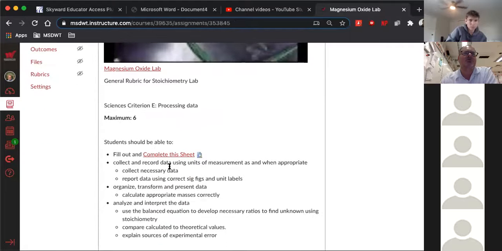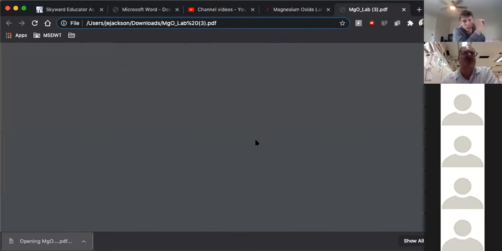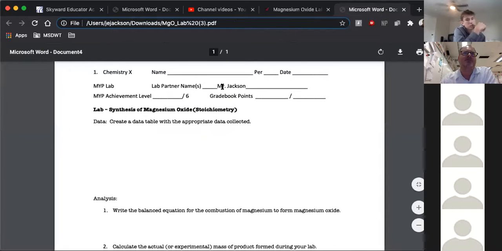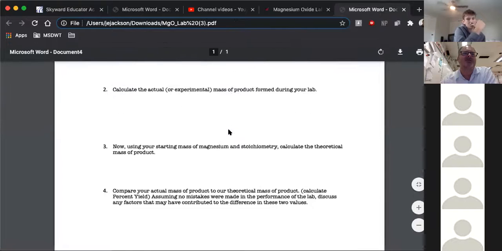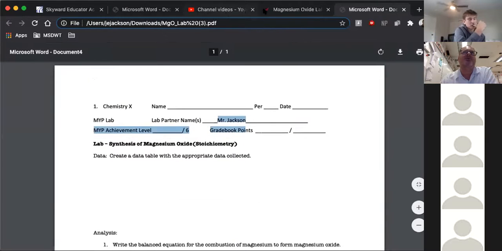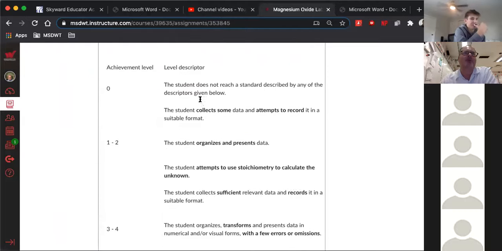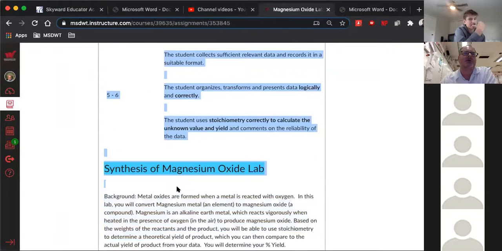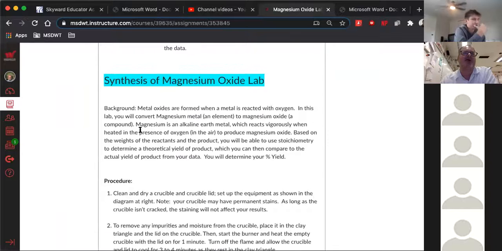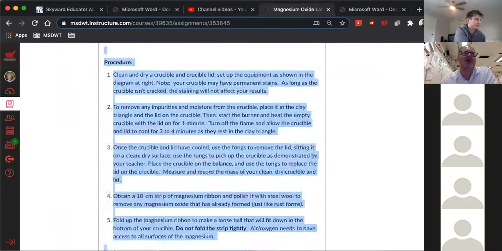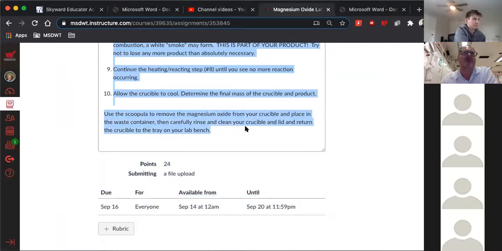The actual sheet to complete is right here. And this sheet is just the data sheet. So you can see here, here's Mr. Jackson, your lab partner. This is just the data sheet. So during the laboratory itself, here obviously is the MYP indicators. Here is the background and procedure to the laboratory. So it's right below that video.